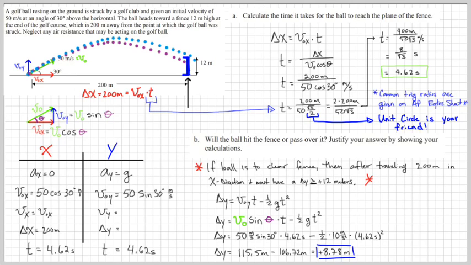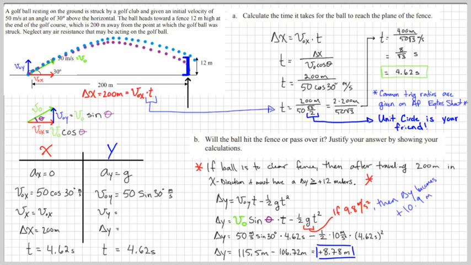It needs to be 12 meters or higher, and this is showing me its change in vertical position, given that I know a time of 4.62 seconds to travel the 200 meters horizontally to where that fence is. It gives me a change in vertical position of just under 9 meters, so it's not going to make it. If I use 9.8 meters per second squared instead of 10 for my acceleration due to gravity, then the change in vertical position becomes 10.9 meters. Still not enough to clear the fence, but we should be able to conceptually reason out why this value is a little higher than my 8.78 meter value.